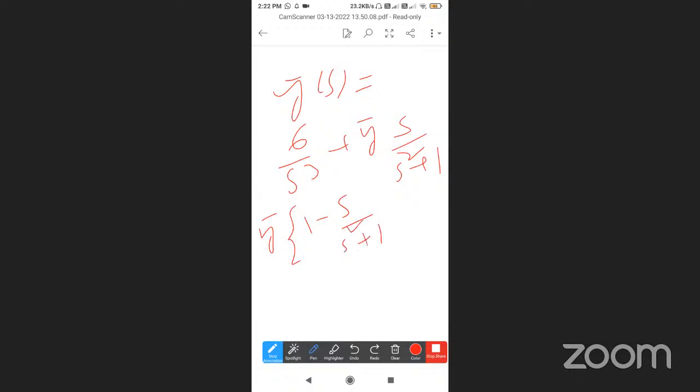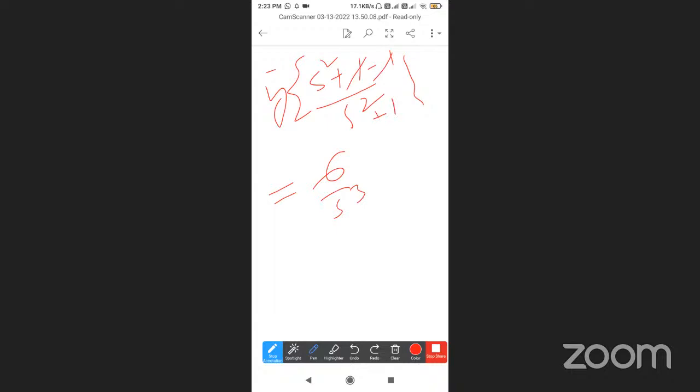1 minus s by s square plus 1 is equal to... This is the Laplace transform of sine, which gives 1. Cancel the s. This is 1 by s square plus 1 by s square plus 1, so this is 6 by s cube.